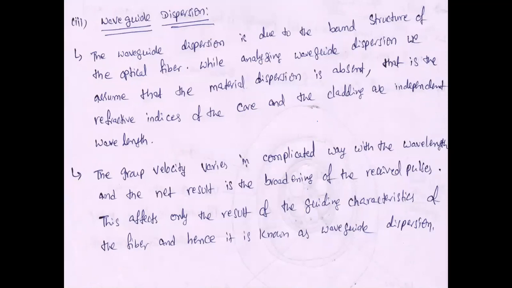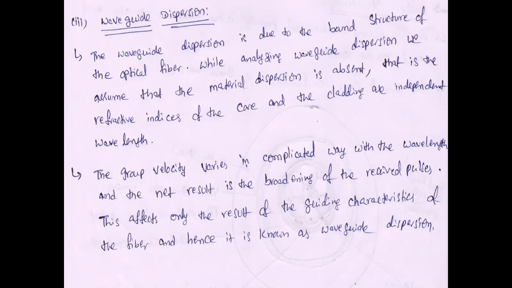Next, the last one is waveguide dispersion. Waveguide dispersion is due to the bound structure of the optical fiber cable. Whenever material dispersion is absent, the dispersion is called waveguide dispersion. Here, the refractive indices of both core and cladding are independent of wavelength. At the time of designing the waveguide, we get this waveguide dispersion.